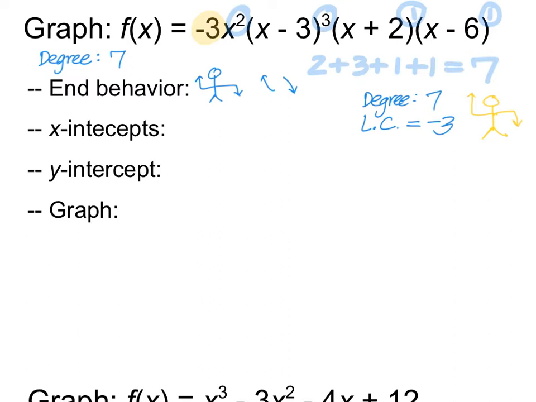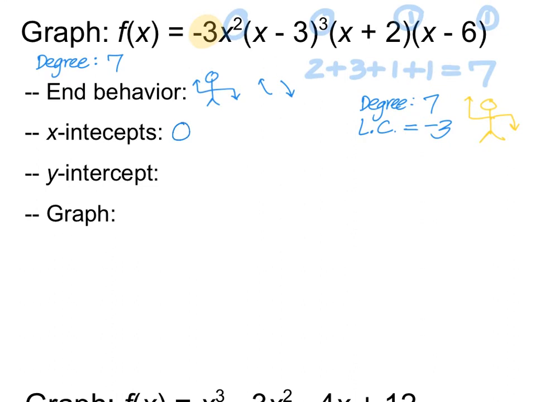Now for the x-intercepts, you just look at each factor and see what makes it 0. Let's look at this first one right there. X squared is like x minus 0 all squared. So the first x-intercept, if I go from left to right in my formula, is 0. The next one is 3. The next one is negative 2. And the next one is 6. So going left to right on my formula: 0, 3, negative 2, and 6.